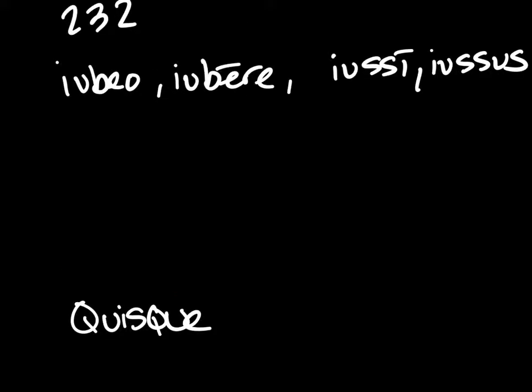Okay, we've got this word iubeo, which shows up in 232, and that means to order. Now, usually we've seen when you order somebody with the verb impero, that takes an indirect command, an ut clause with the subjunctive. But iubeo is another way of ordering people to do things, and that doesn't take an ut clause. Instead, it takes an accusative infinitive construction. So iubeo plus accusative infinitive.